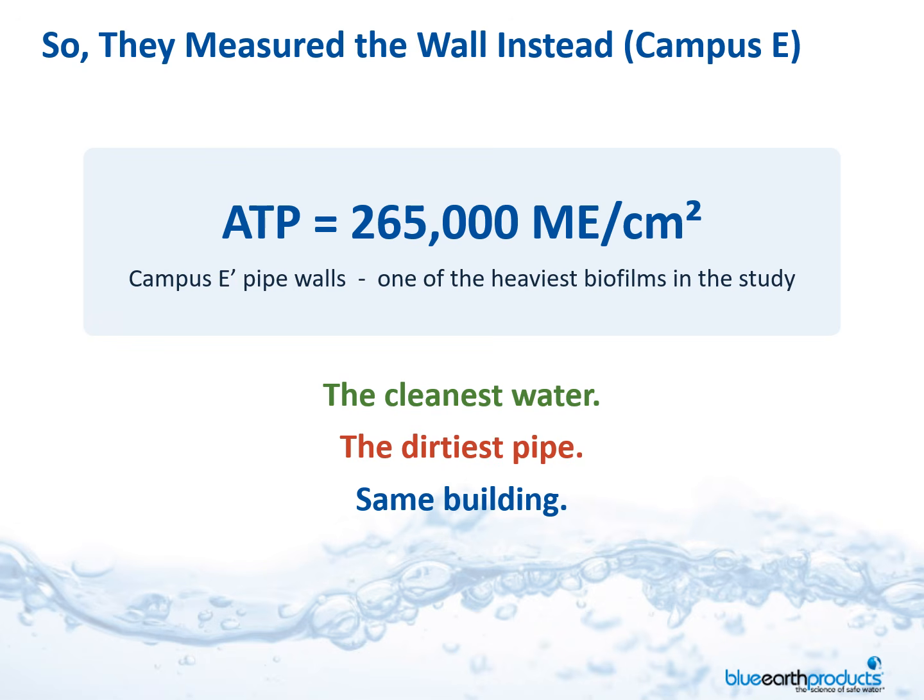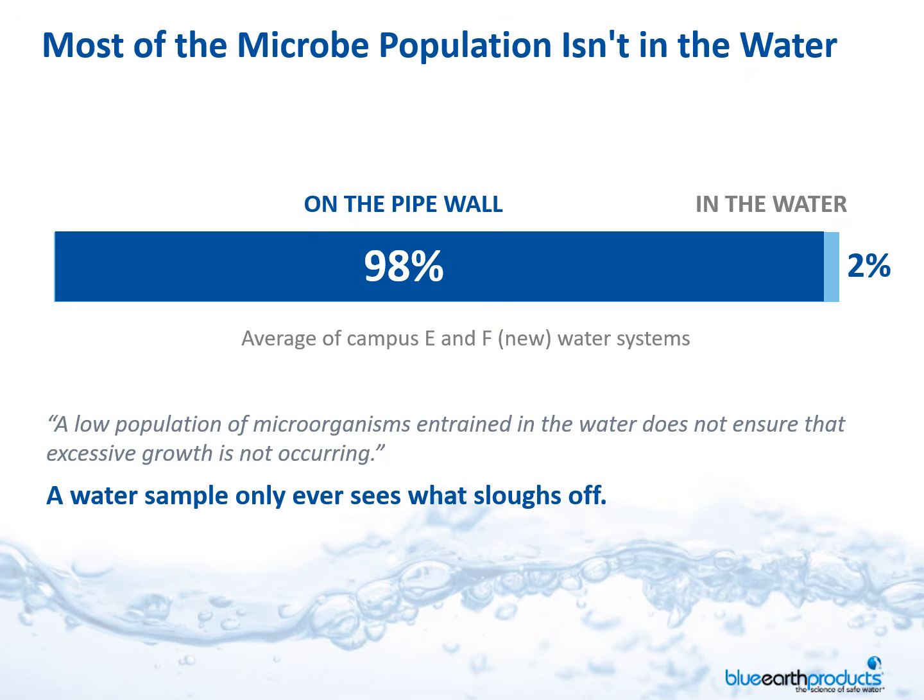So what was done was, instead of measuring the bulk water, they went ahead and measured the wall instead. And that's where we found some of the heaviest, thickest biofilm in the entire study. So we have a situation where we have the cleanest water, but the dirtiest pipe in the same building. To give you an idea of how skewed it was, about 98% of the microbial activity was on the pipe wall, where only 2% was being sloughed off into the water.